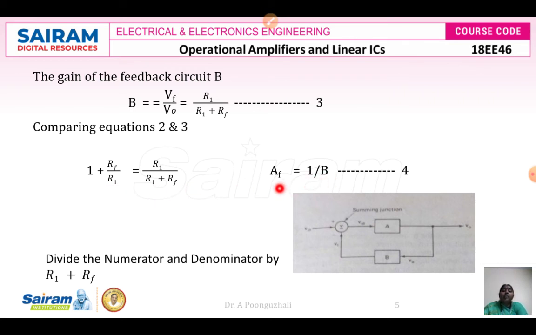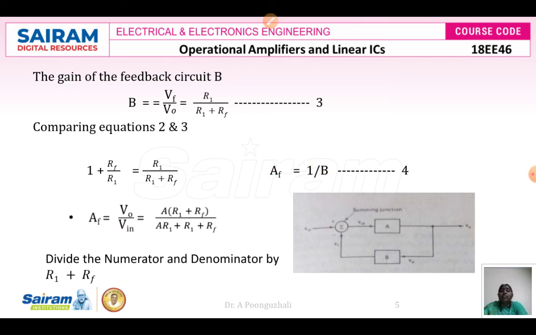So from this what can we say? We can say that your closed loop voltage gain is inversely proportional to the gain of the feedback circuit. So here this is your relationship between your AF and B value.